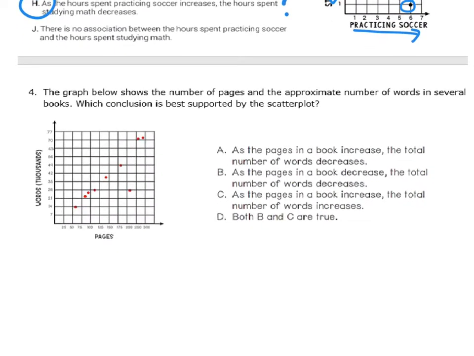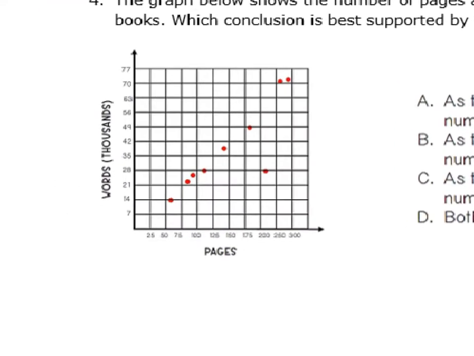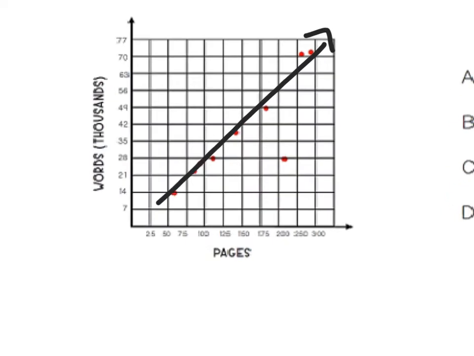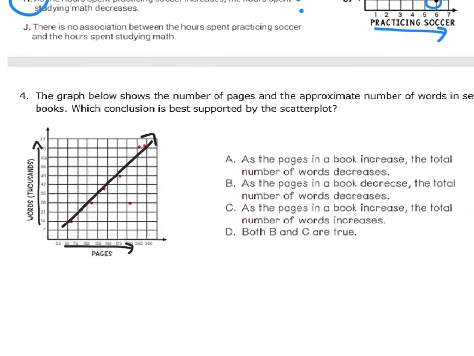Number 4. The graph below shows the number of pages and the approximate number of words in several books. Which conclusion is supported by the scatter plot? So before we even look at our answer choices, let's look at it. It looks like it's generally increasing, so it's positive. We have one random outlier, but that's okay. The rest of the data points look positive. So as the pages increase, the number of words she's read also increases, okay? So we're going to look for an answer choice that describes that.